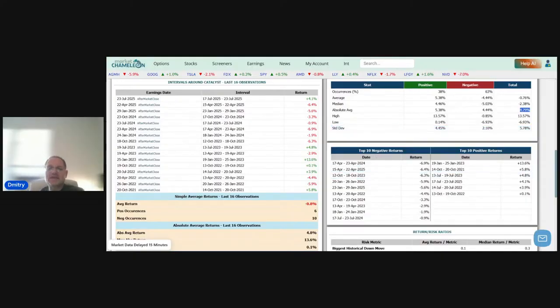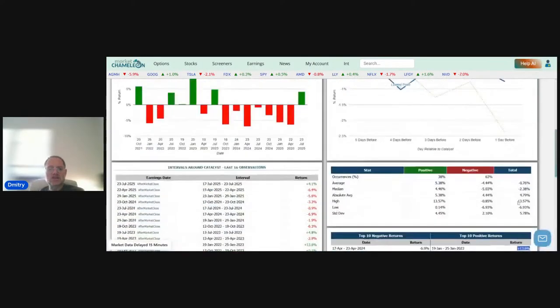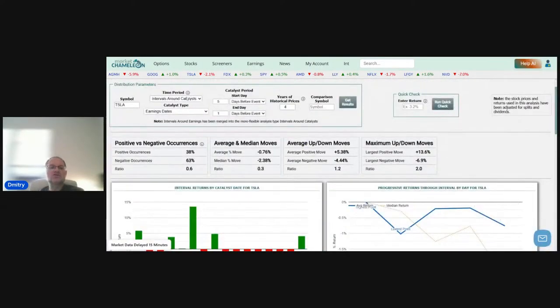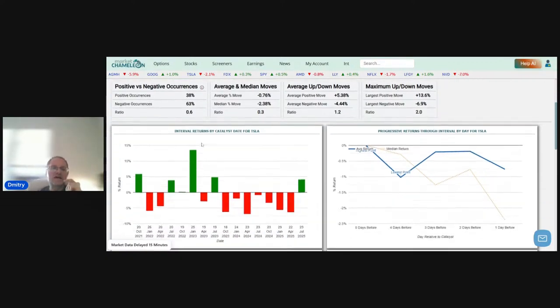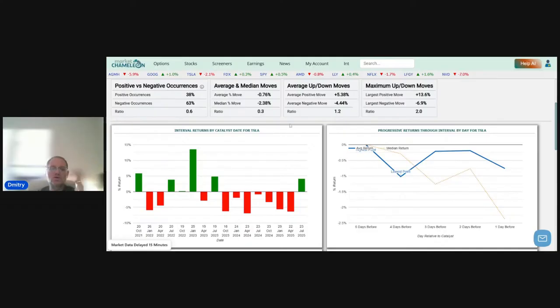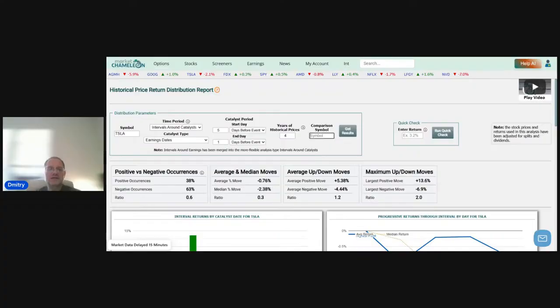These are the top negative returns, top positive returns in order. So you can see that this calculator really quickly allows us to change these parameters around to get quick insights on how that stock moved. And if we want to see how this measured up to the S&P 500 at the same time, we could put that in here, SPY, for example.